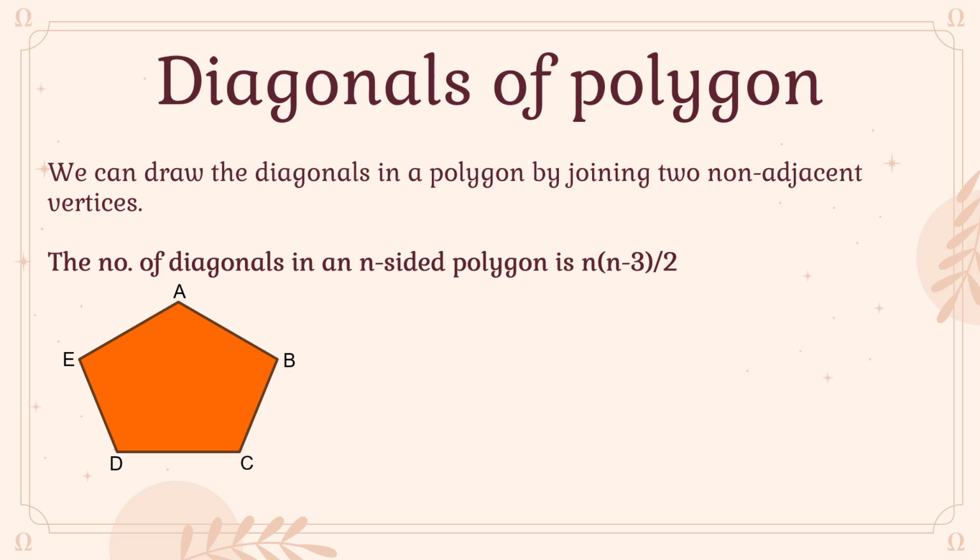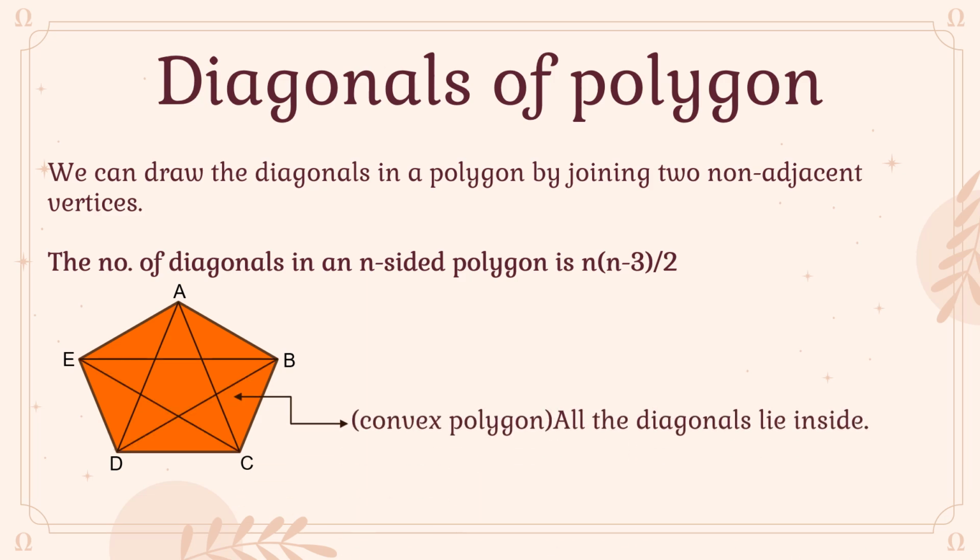Substitute again. 5 into 5 minus 3 by 2. 5 minus 3 is 2. 2 into 5 is 10. And 10 by 2 is 5. Yes. So, this is a pentagon as there are 5 sides and the number of diagonals are 5. 1, 2, 3, 4 and 5.